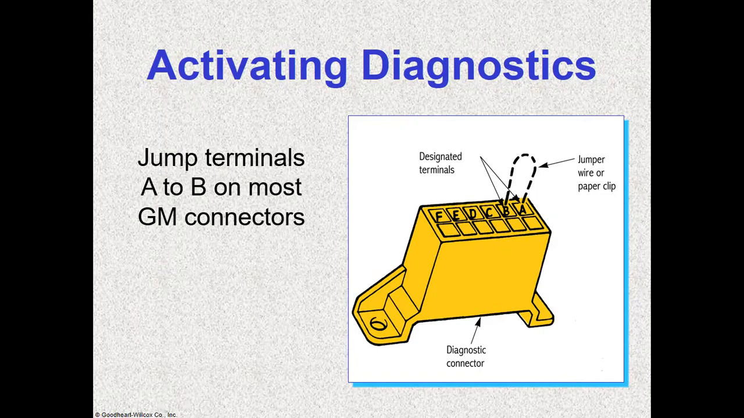Jump terminals A and B on most GM connectors. For this particular one, it's a GM connector. They are saying once you put a jumper pin between A and B, you can actually get a code by doing that. So we have our designated jumper terminals, our jumper wire or paper clip, and our diagnostic connector.